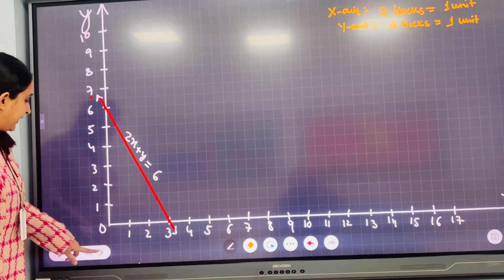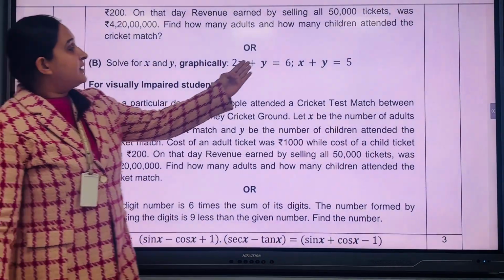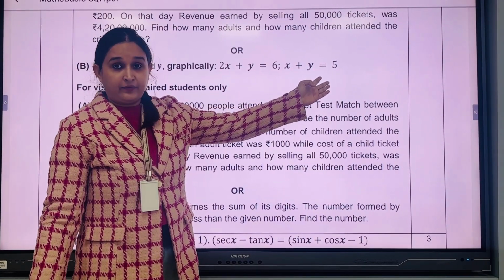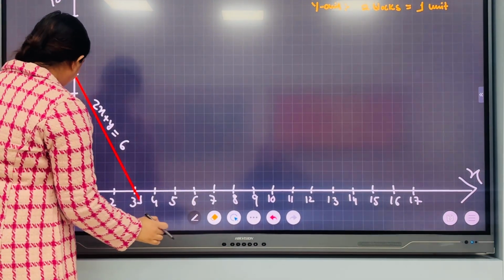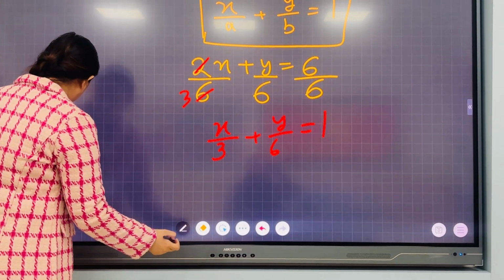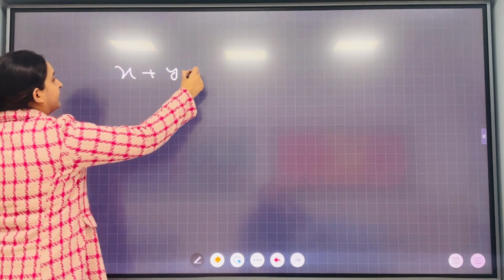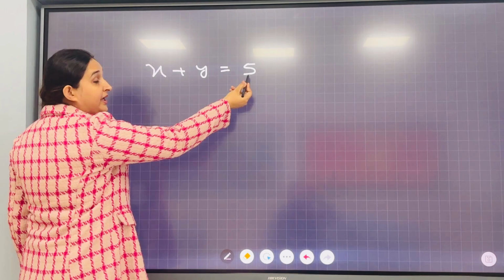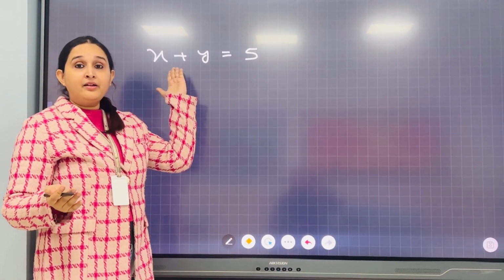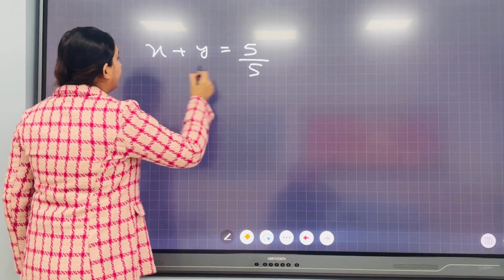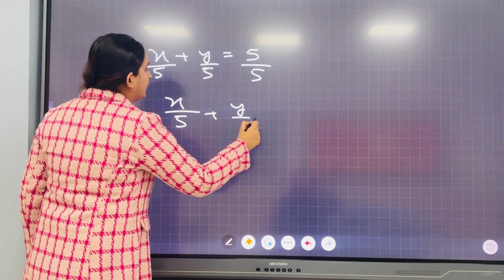Now let's solve the second equation. Can you tell me what is the second equation? The second equation is x plus y equals 5, right? I think it is much easier. Let's make the equation for that also. x plus y equals 5. We have to make the right side 1, so what are we going to do? We are going to divide by 5. So x upon 5 plus y upon 5 equals 1, and we got the answer.